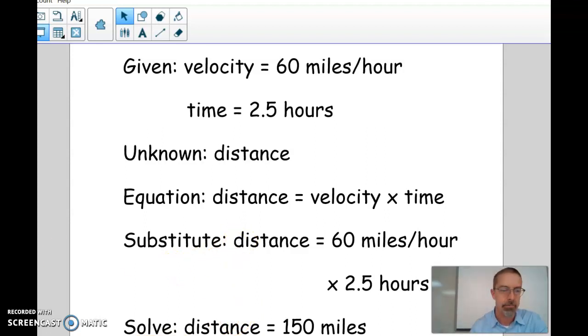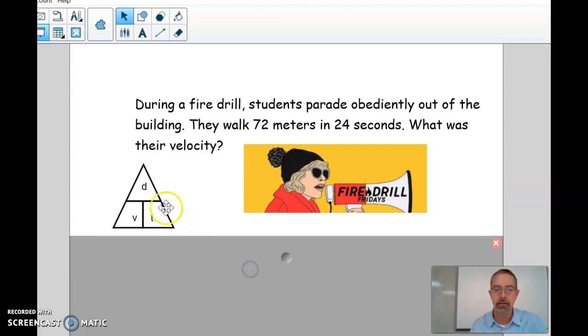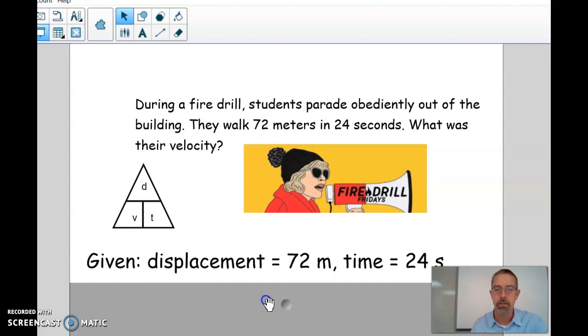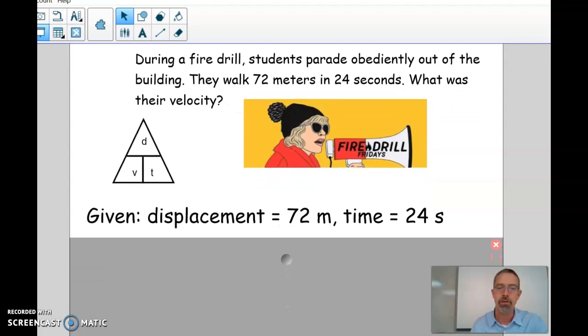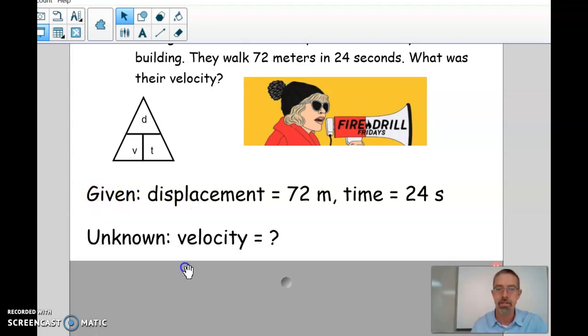Let's tackle one more. During a fire drill, students parade obediently out of the building. They walk 72 meters in 24 seconds. What was their velocity? Again, this is our friend. This will help us out. I'm going to write down what the problem is giving us. That's the G in GUESS. What is the unknown? I don't know what the velocity is.